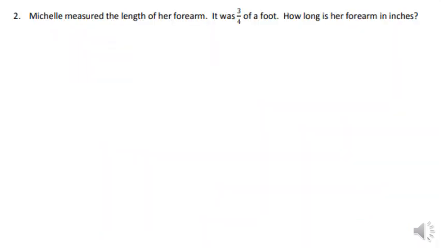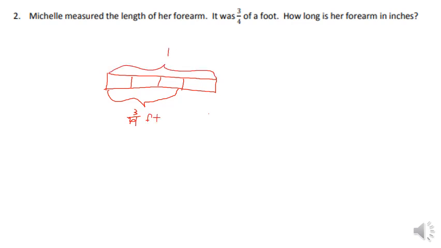Michelle measured the length of her forearm. It was 3/4 of a foot. How long is her forearm in inches? Okay. Here's our tape diagram. We're splitting it into fourths, and we're going with 3/4 of a foot. And that means this is 1 foot.